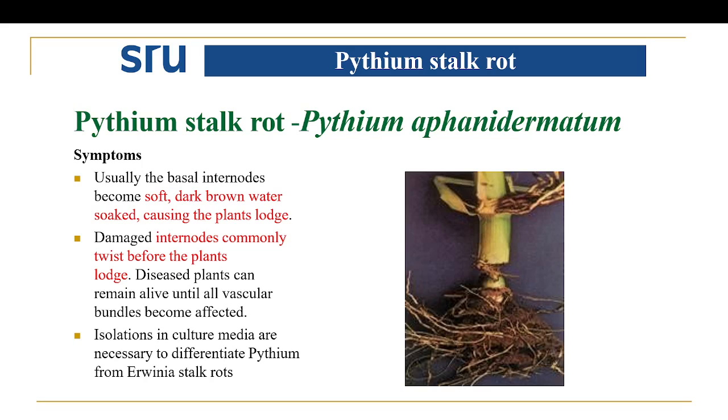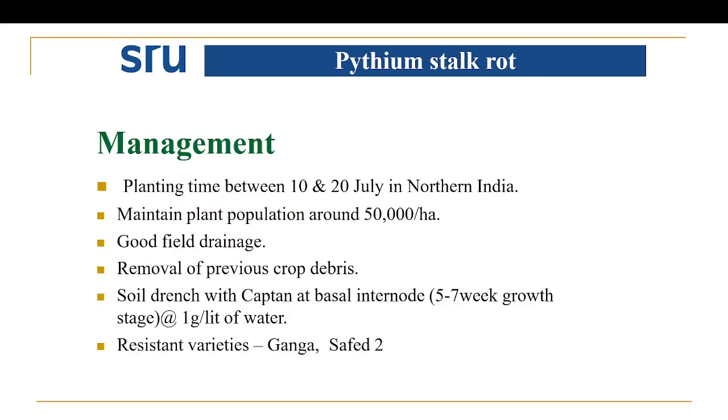Isolation in culture media is necessary to differentiate Pythium from Erwinia stalk rot. Coming to management: planting time between 10 to 20 July in northern India, and maintain a plant population around 50,000 per hectare. Good field drainage, removal of previous crop debris, and soil drenching with captan at the basal internodes, or we can also go for carbendazim or mancozeb. The most effective fungicide is metalaxyl along with mancozeb. Resistant varieties are Ganga and Sulphate 2.